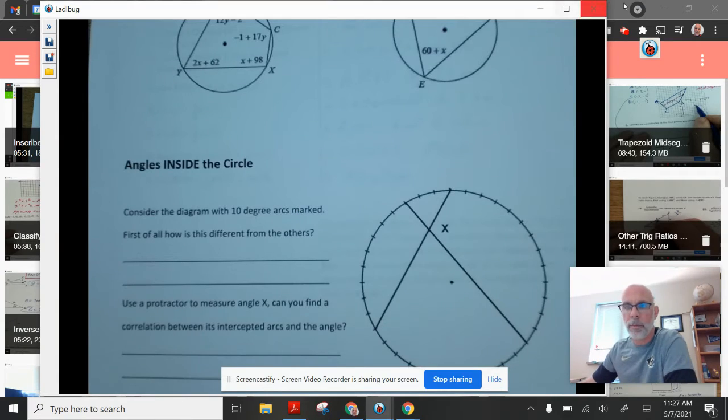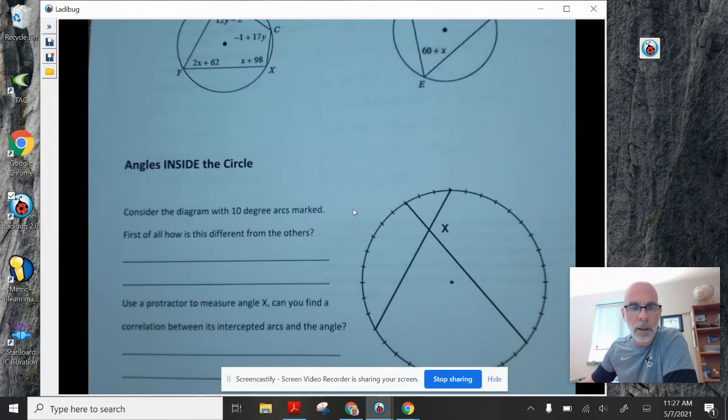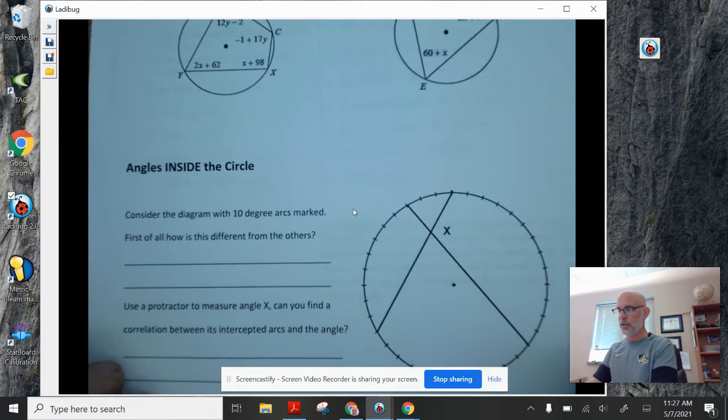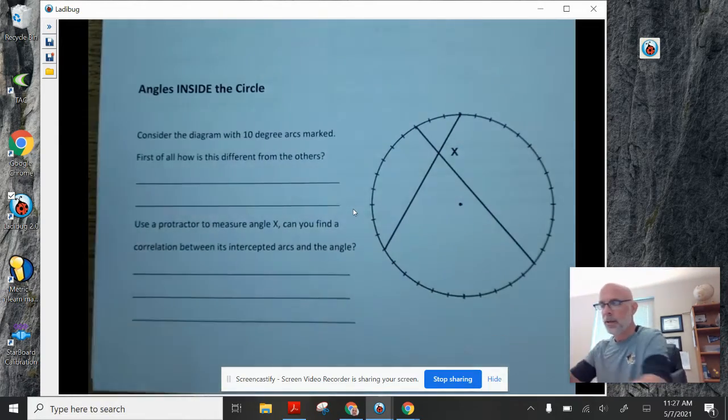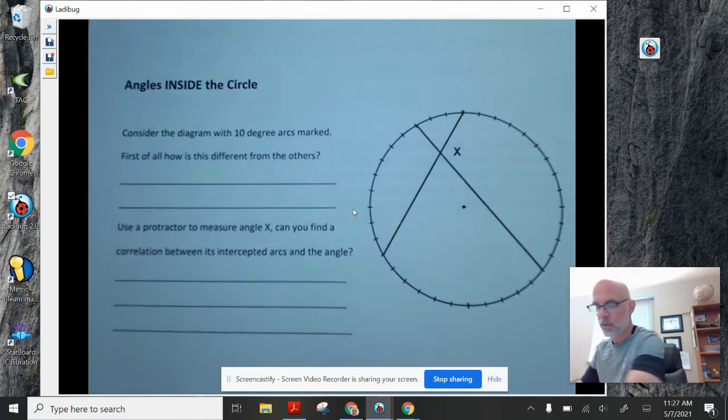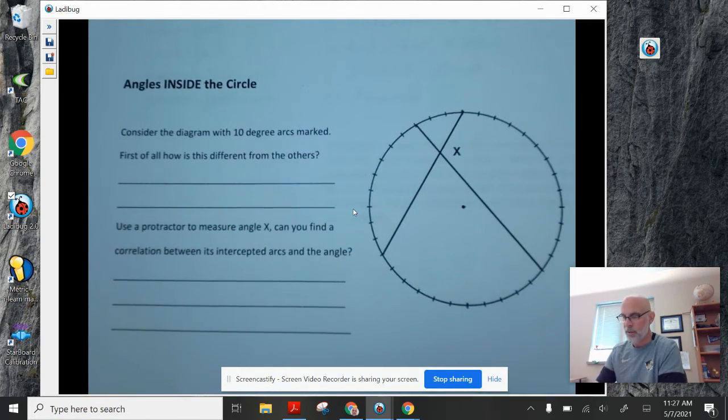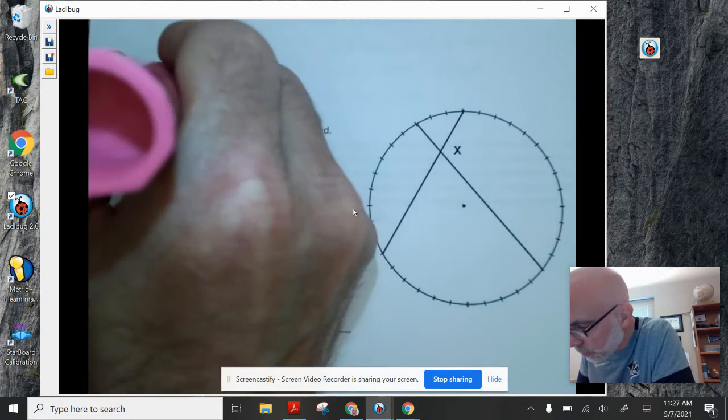Okay, let's talk about another version of angles. This is a new one. This is a new situation. These are angles that happen to be inside the circle, right? Which means when we say they are inside, we've tried to emphasize this along the way.